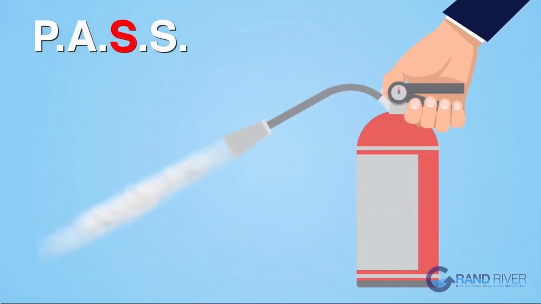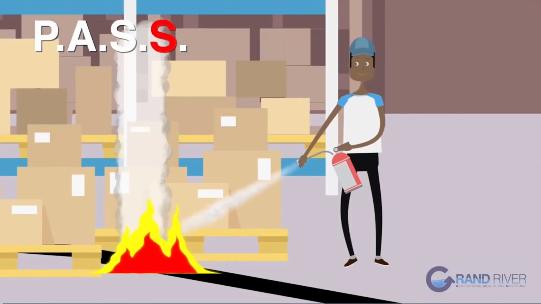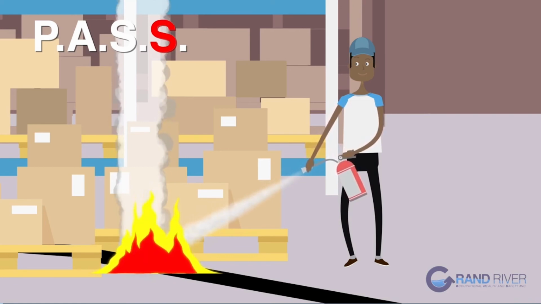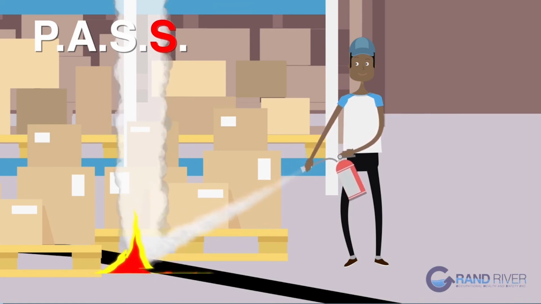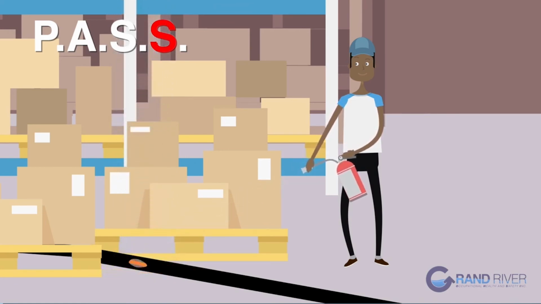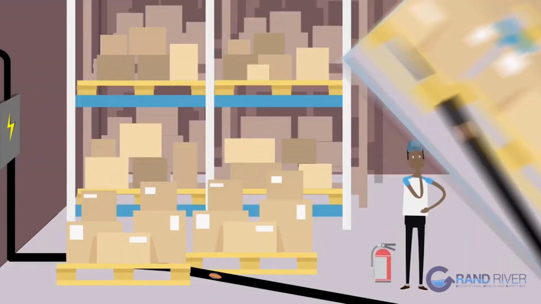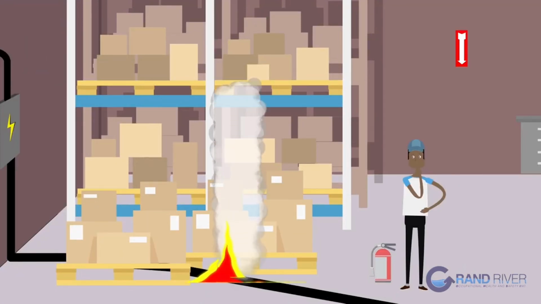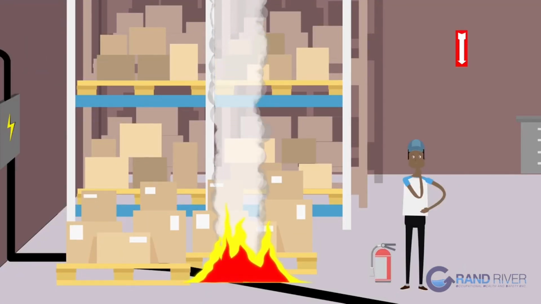The first S is squeeze. Squeeze the lever. This discharges the extinguishing agent. Releasing the lever will stop the discharge. The second S is for sweep. While discharging the extinguisher, start moving towards the fire. Keep the extinguisher aimed at the base of the fire and sweep back and forth until the flames appear to be out. Once the fire has been extinguished, make sure to watch the fire area. If the fire reignites, repeat the process.